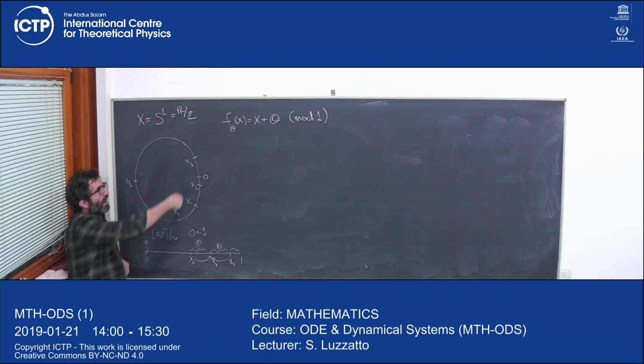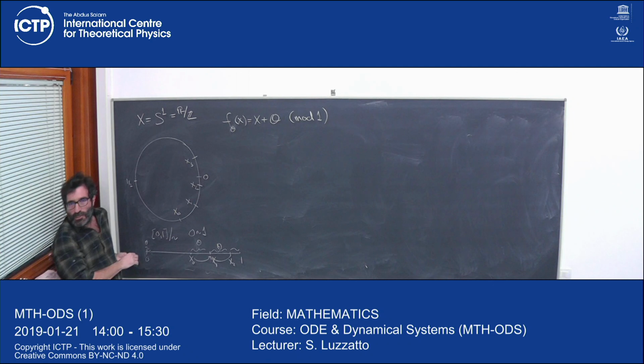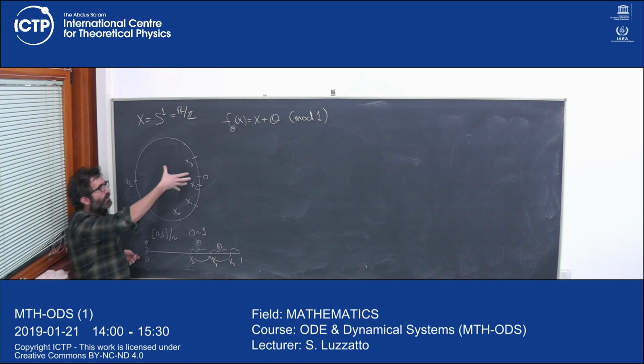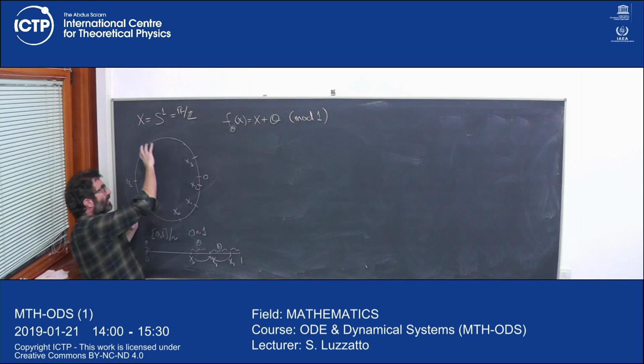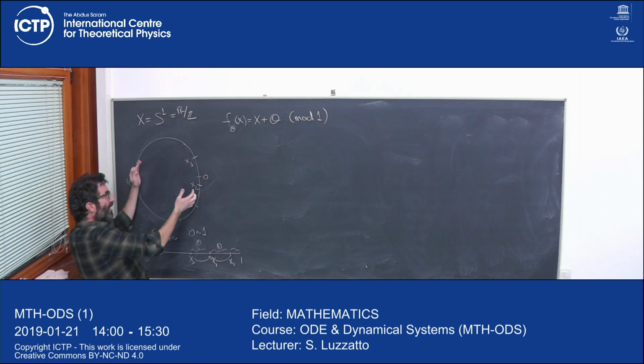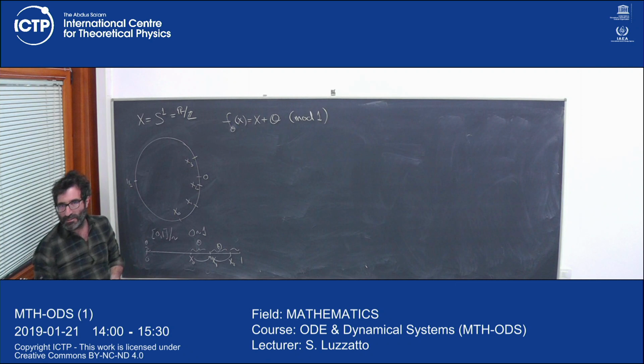Good. So now we have a map on the circle. Is this an invertible map? It's an invertible map. It's just a translation by an angle theta, right? You take every point, you apply this map, and you just shift it by theta. So you take the circle and you shift the whole thing by theta, okay?